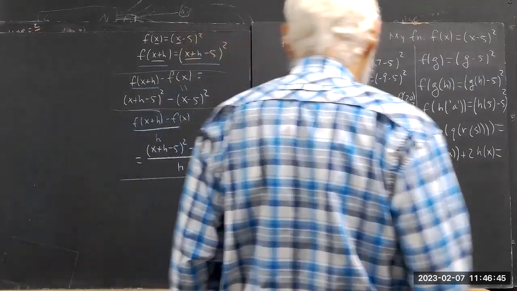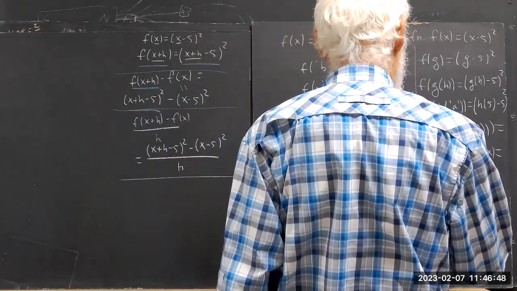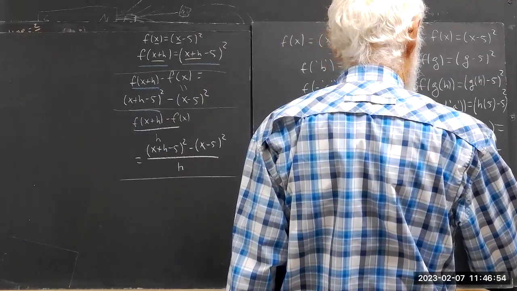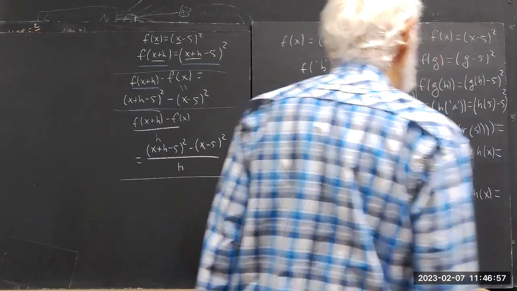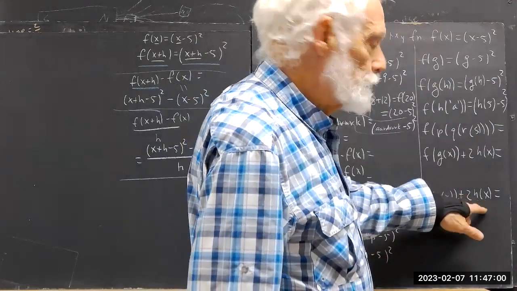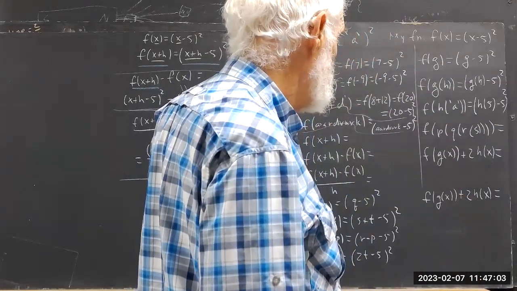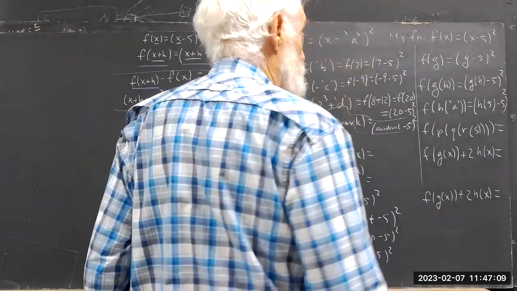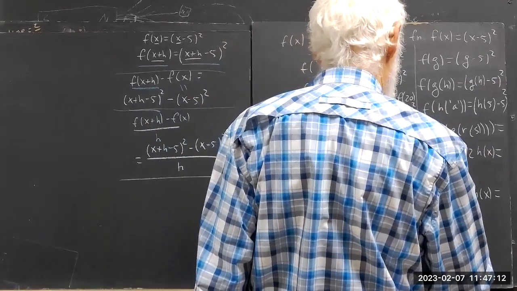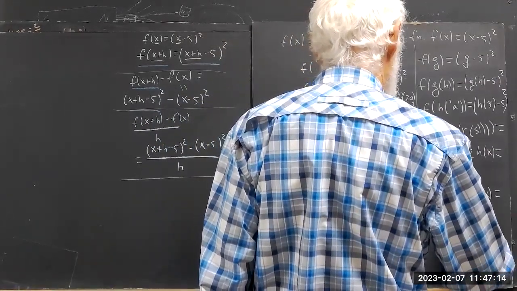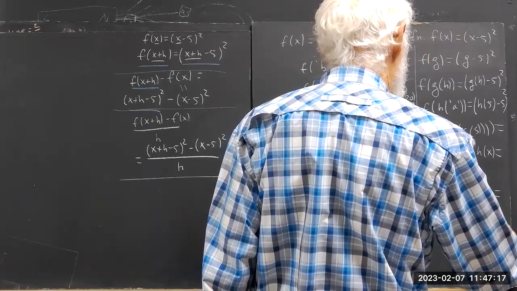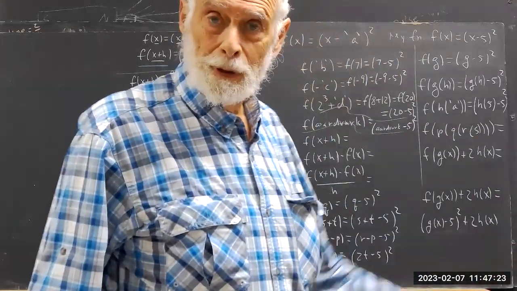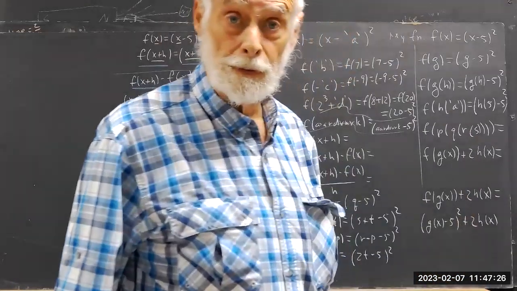And then F of G of X plus two H of X. Okay. We have a rule for F, and that says that F of G of X has to be, my number is, G of X minus five squared. And we don't know anything about the H function, so we can't write anything but just what we already have, two H of X.